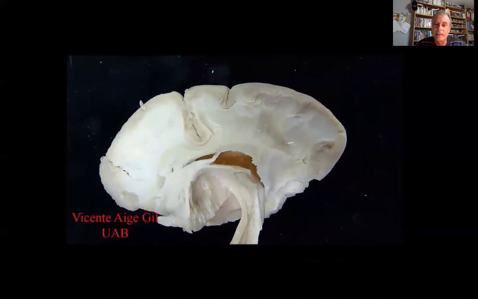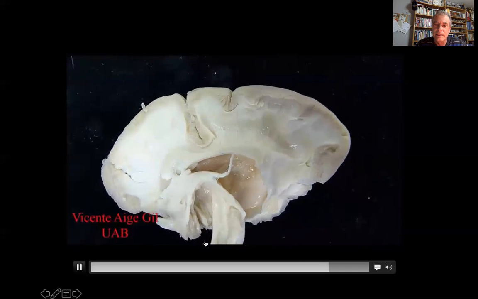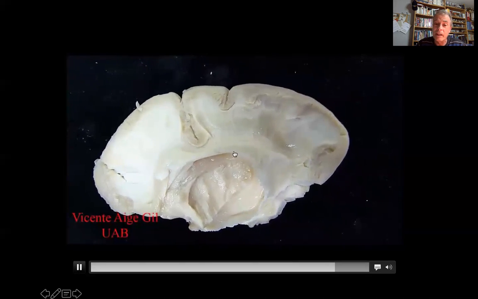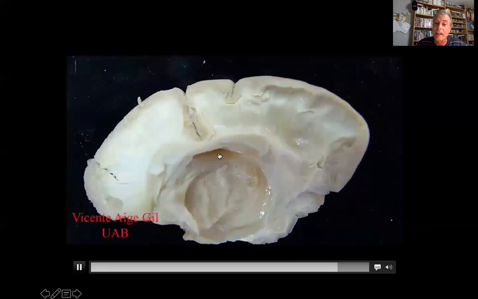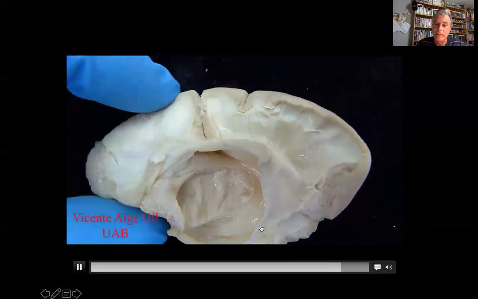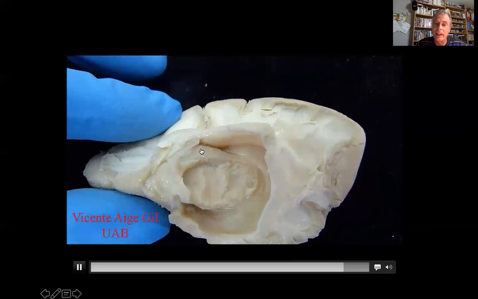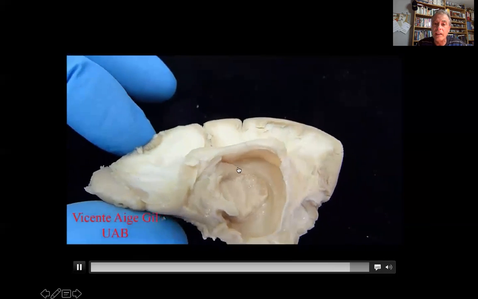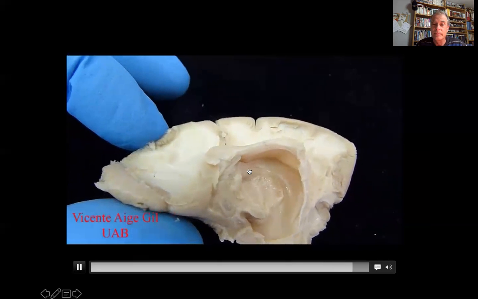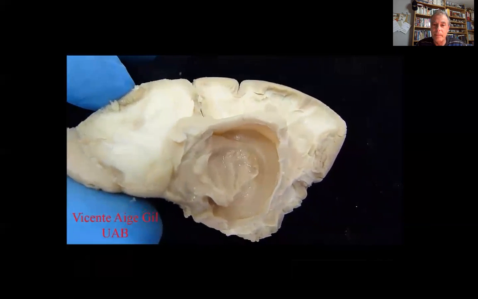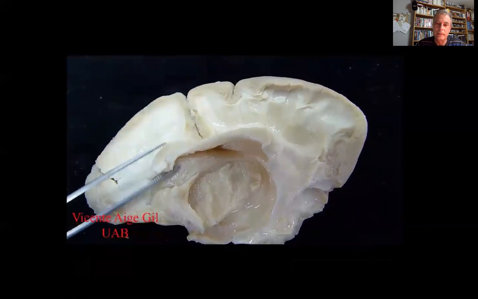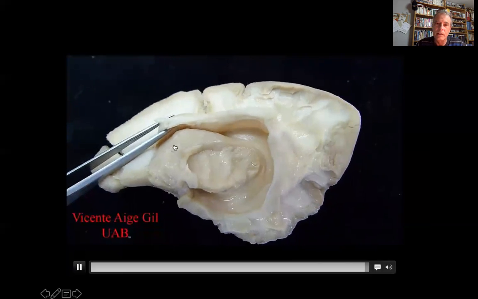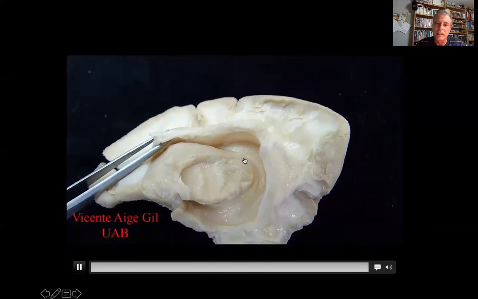Here again. And when we remove the hippocampus and fornix, we clearly identify the lateral ventricle. And another wall of the lateral ventricle is the caudate nucleus with its tail. So you see the caudate nucleus here and the tail of the caudate nucleus.